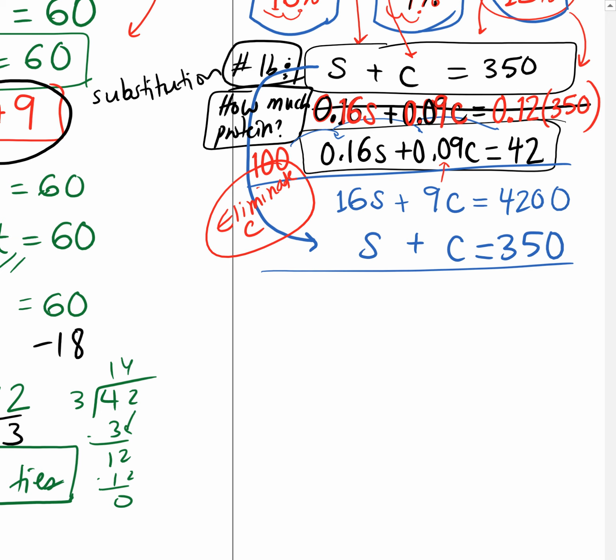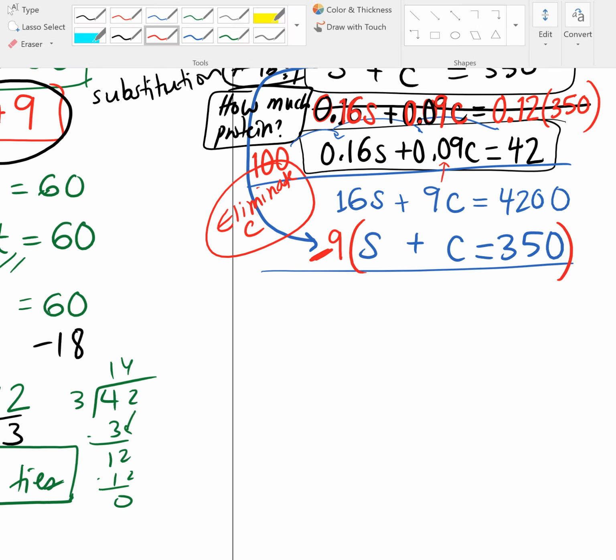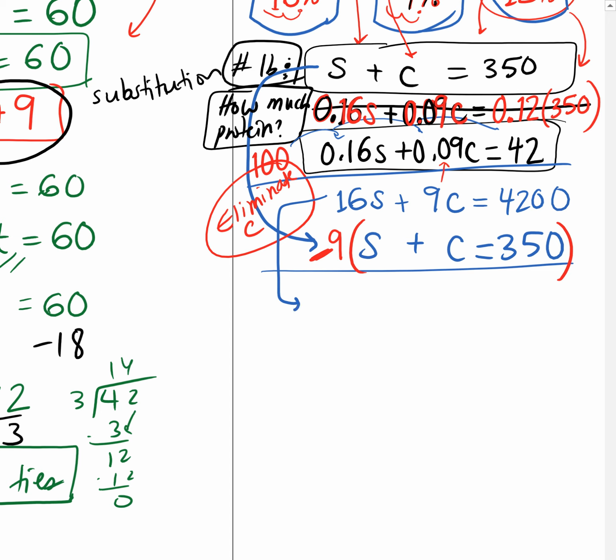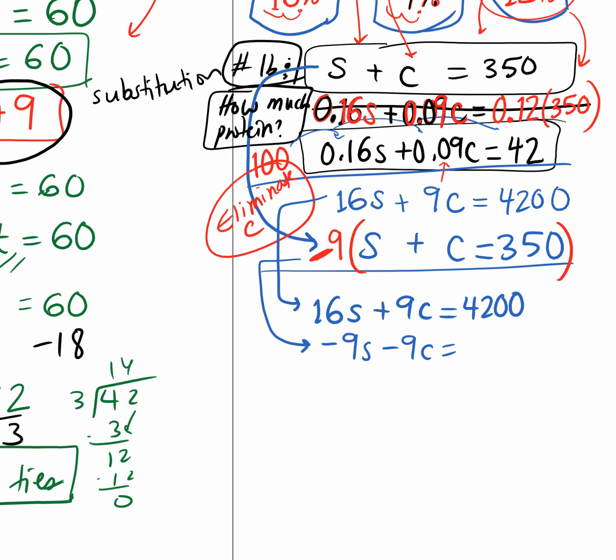That means if I want to eliminate C, though, I need their coefficients to be the same number, but opposite signs. Since the top's coefficient is 9, I can easily make the bottom's coefficient another 9 by multiplying it by 9. But to make them opposite signs, I better multiply it by -9, not just 9. I think that'll do it. I'm going to copy the top equation down because I didn't need to do anything to it. 16S plus 9C is 4,200. The bottom equation, if I multiply everybody by -9, it'll become -9S minus 9C equals negative 3,150.